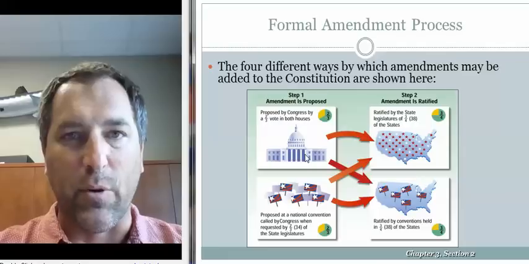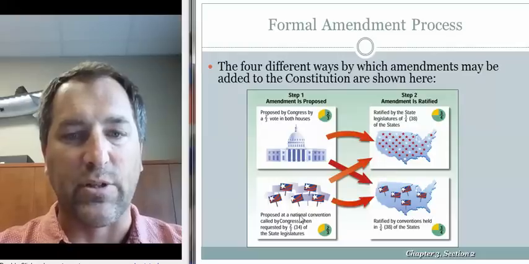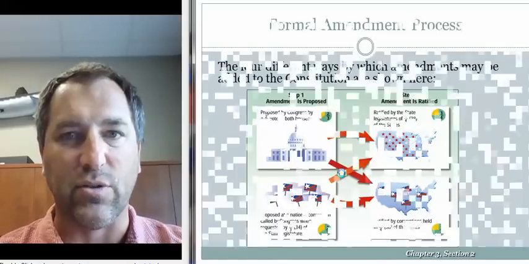Otherwise, if it was proposed by Congress, there could be a special convention held, and those delegates could also approve. Some amendments could be begun through a national convention and then be approved either by the state legislatures or by special delegates at a constitutional convention.